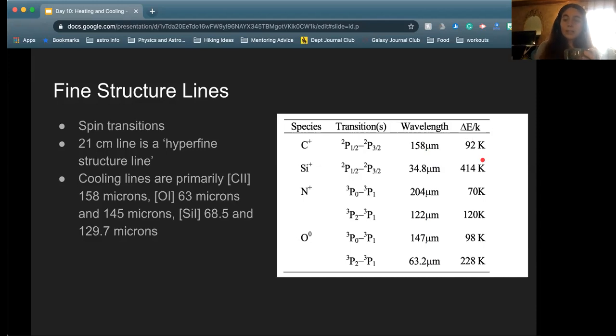Some of the other lines that are going to be important are this 34.8 micron line of ionized silicon, and then the 205 and the 122 micron emission lines of singly ionized nitrogen, and then the 147 and the 63 micron lines of neutral oxygen.